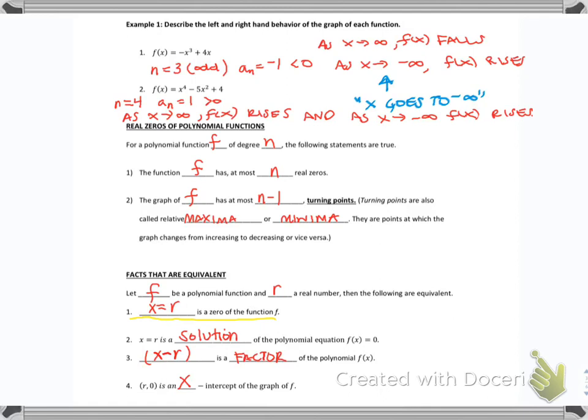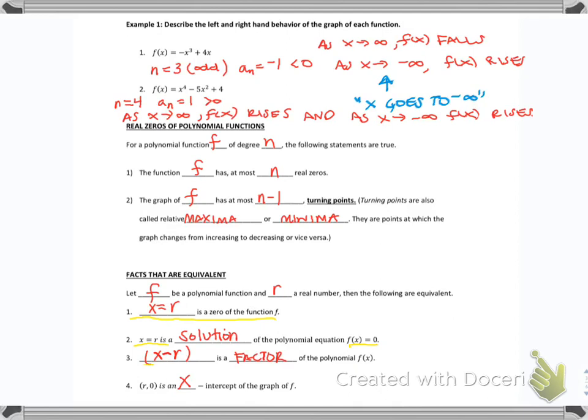So let F be a polynomial function, R be a real number. Then the following are equivalent. 1, x equals R is a 0 of the function. And remember, to find your zeros, you set your function equal to 0, right? So x equals R is a 0 of the function. And so if x equals R is a 0 of the function F, then x equals R is a solution of the polynomial equation f of x equals 0, because it's a 0, right?